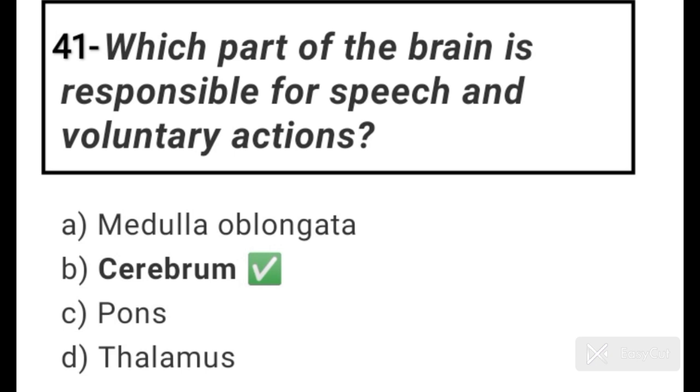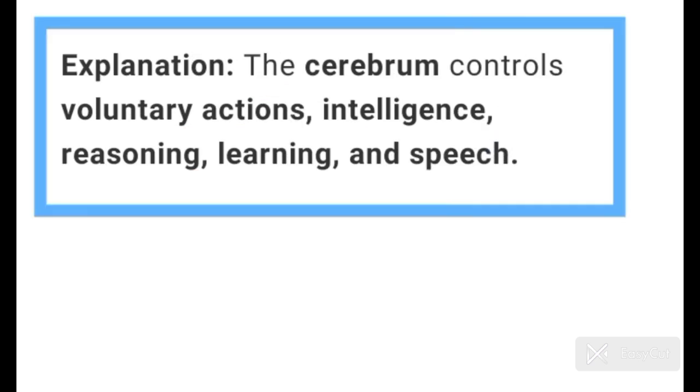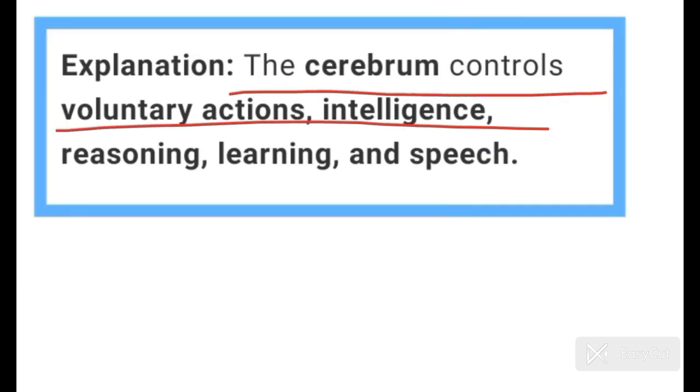क्वेश्चन नंबर 41. Which part of the brain is responsible for speech and voluntary actions? Answer is option B. Cerebrum is the part of the brain responsible for speech and voluntary actions. The cerebrum controls voluntary actions, intelligence, reasoning, learning, and speech.